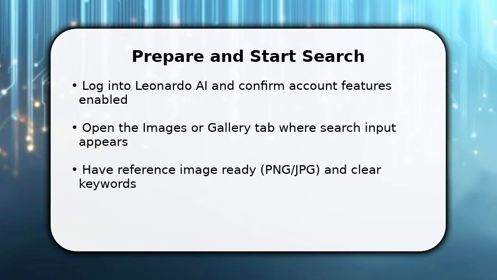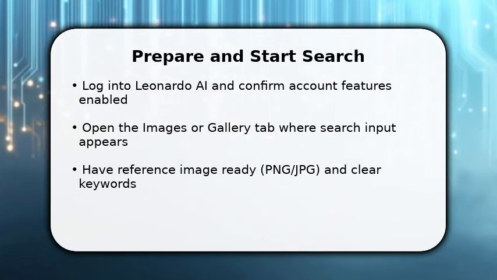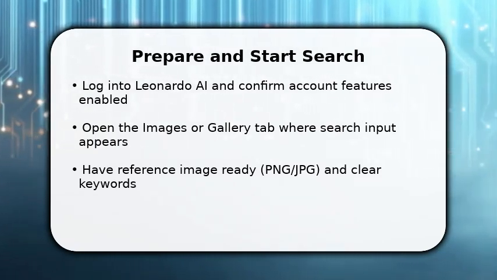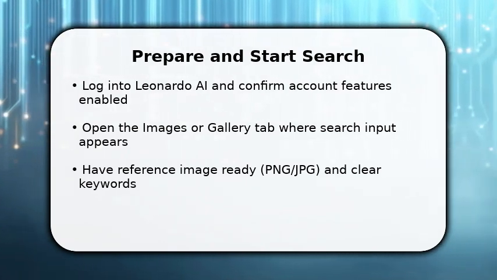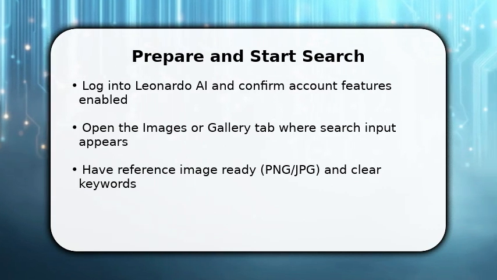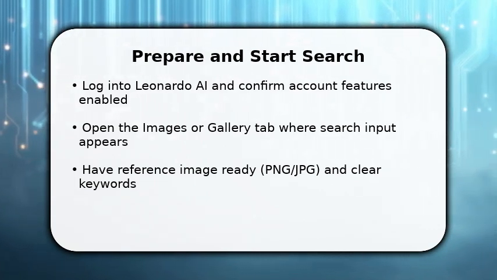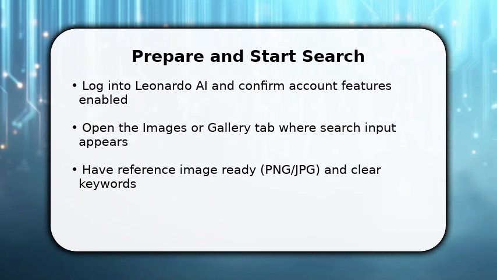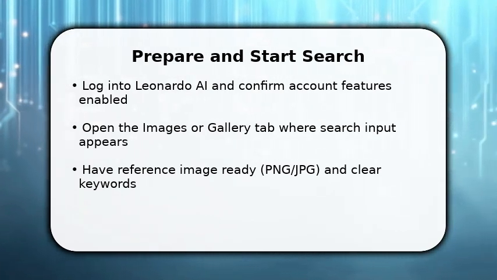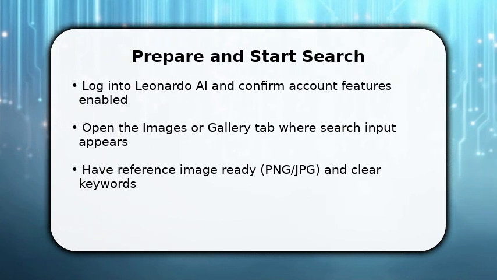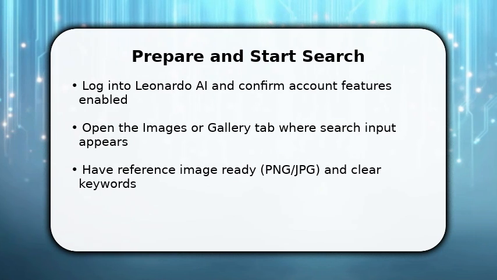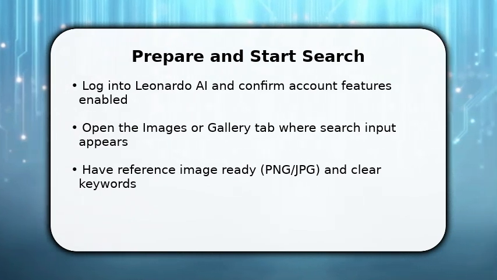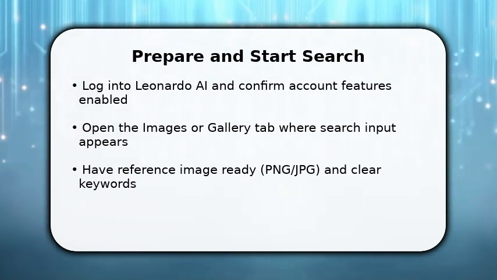You begin by signing in and navigating straight to the images or gallery area. Once there, click the search or upload icon. You need a clear reference image and a few targeted keywords that describe style, subject, and mood. Make sure image size and format meet Leonardo's limits, then drag and drop or use the upload button. Once uploaded, the tool will index the image. This initial upload is the first actionable step toward locating similar or matching assets.